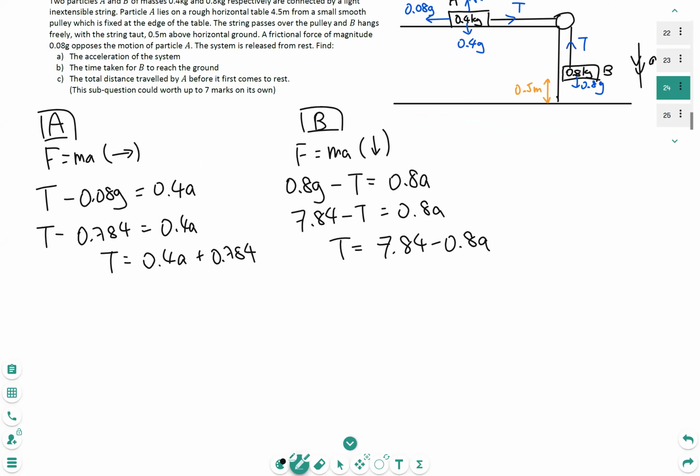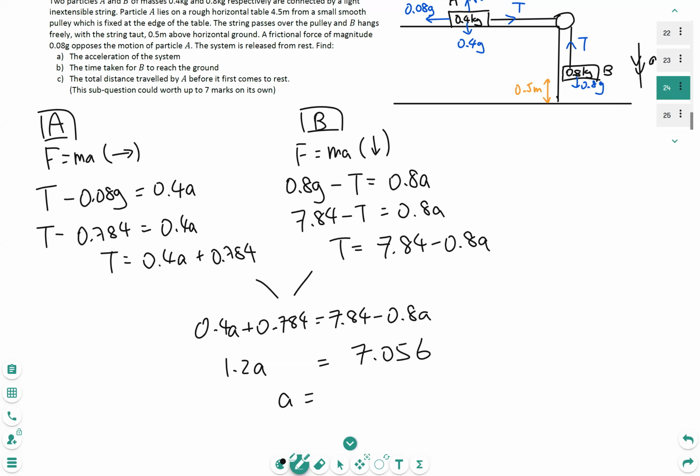Simultaneous equation: 0.4a plus 0.784 equals 7.84 minus 0.8a. Right? Make a the subject, so bring minus 0.8a to the left hand side, becomes 1.2a. Bring 0.784 to the right, becomes minus. So that becomes 7.056 divided by 1.2. That gives you 5.88 meters per second squared. It's actually moving quite fast.